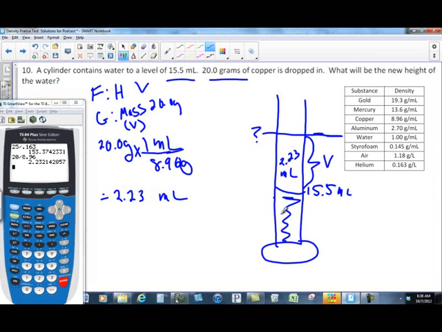2.23 milliliters. So if I want to know how high it goes, I'm going to add that to 15.5 milliliters. I'm adding now, so I've got to use the sig figs of addition, right? Same number of decimal places as the one with the least, so it's going to be 17.7 milliliters.